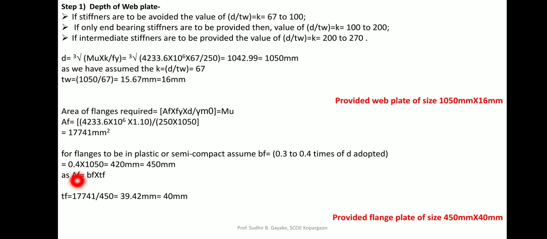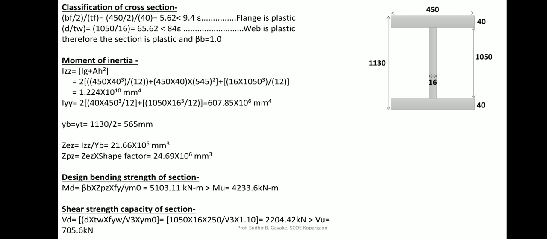Similarly, now the area of flange is known to us, that is BF into TF. Area is known, and the width of flange you have defined as 450. Now you can calculate the thickness of flange, and I am getting thickness of flange as 39.42. Again I have round figured that value to 40. So 450 into 40 is the size of flange, and web is 1050 by 16. So your cross section of girder is defined: two flange plates of 450 by 40 and one vertical web plate of 1050 by 16. Here you can understand this is the cross section that we are adopting. Your flange portion is 450 by 40, and web is 1050 by 16.